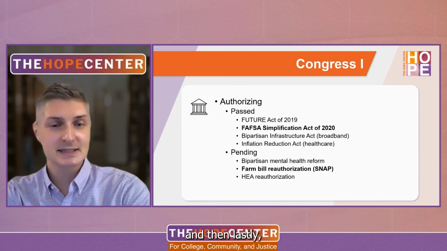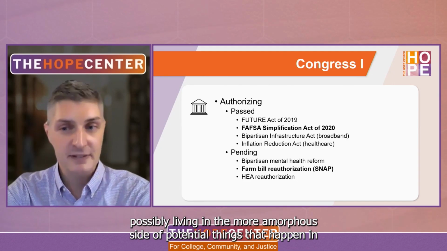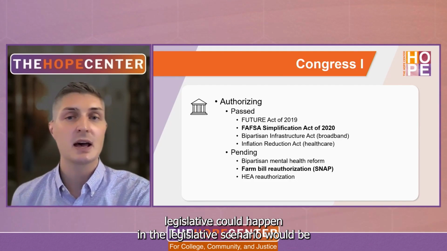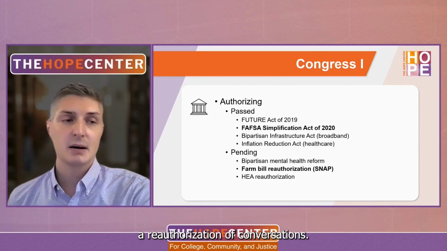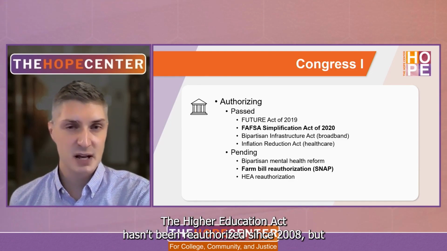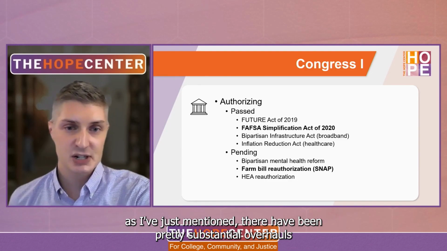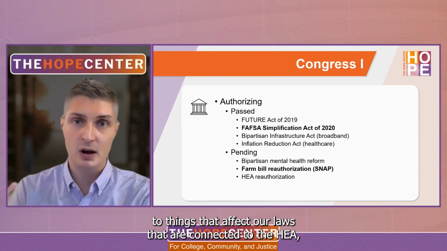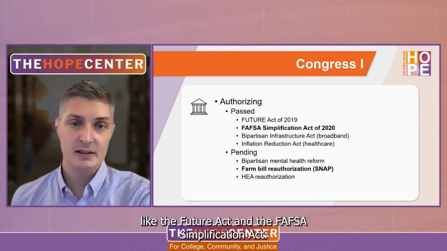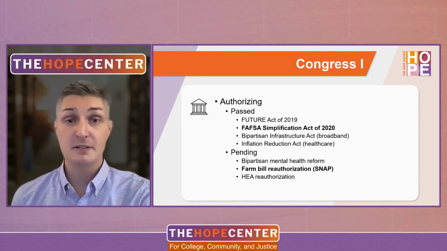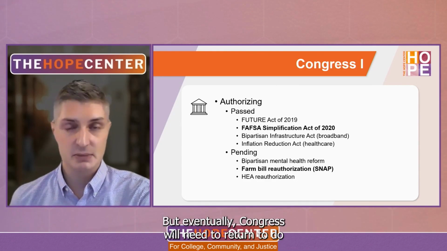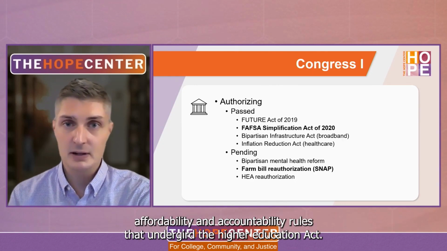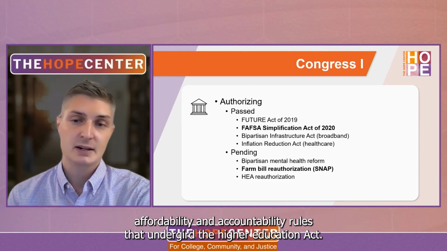And then lastly, possibly living on the more amorphous side of things that could happen in a legislative scenario would be HEA reauthorization conversations. The Higher Education Act hasn't been reauthorized since 2008, but as I've just mentioned, there have been pretty substantial overhauls to things that affect the HEA, or laws that are connected to the HEA, like the FUTURE Act and the FAFSA Simplification Act. But eventually, Congress will need to return to do some cleanup work on our overall structure of access, affordability, and accountability rules that undergird the Higher Education Act.